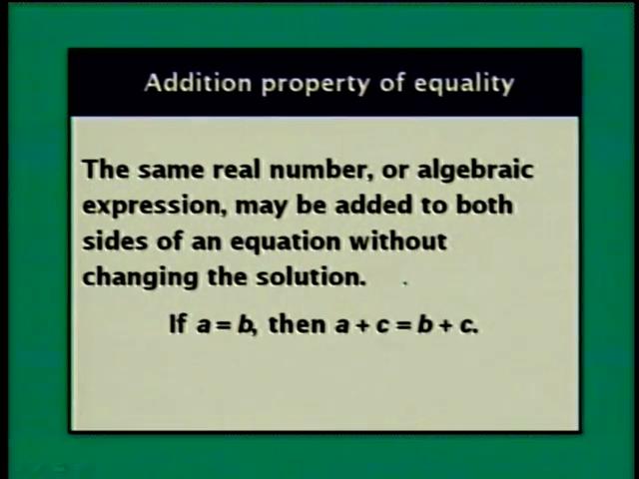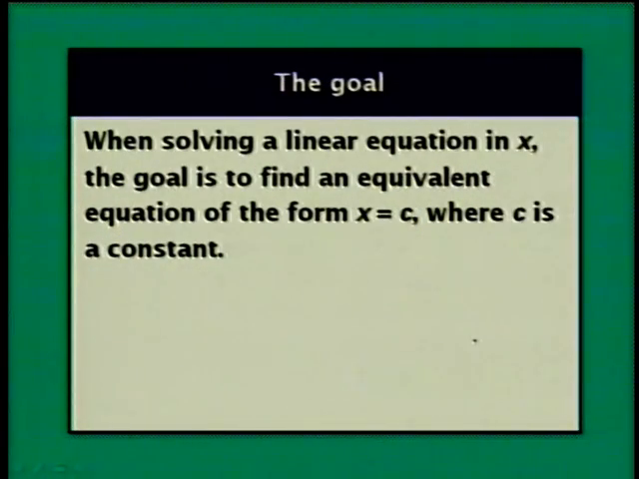So this is an example of the addition property of equality, which says that the same real number or algebraic expression may be added to both sides of an equation without changing the solution. So the formal statement says if we start off with two expressions that are equal, then adding the same number or algebraic expression to both sides leaves the solution unchanged.